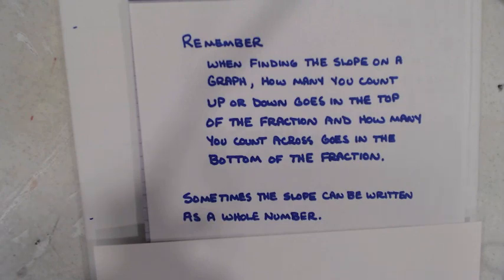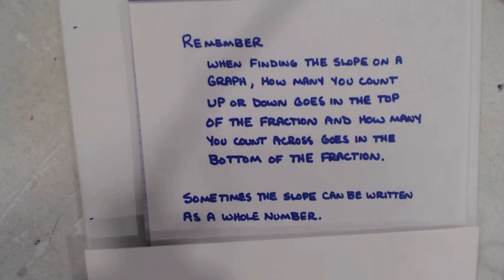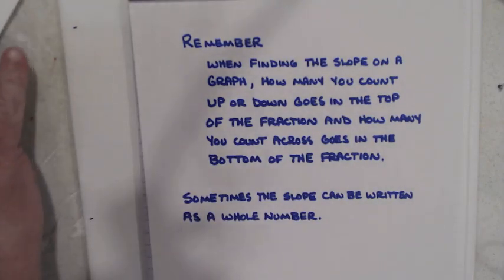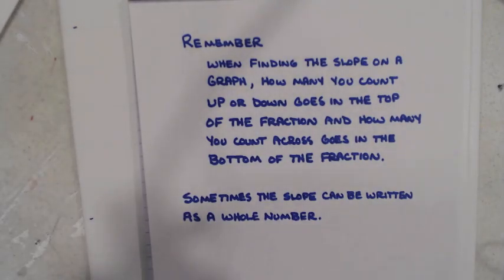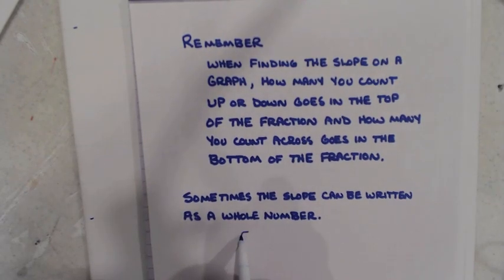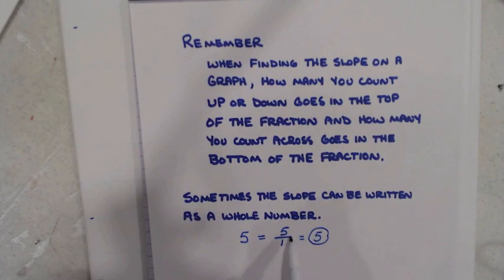Sometimes they're written as whole numbers. So you can have a situation where it's not a fraction. Remember, any whole number can be written as a fraction. You just put a 1 under it. Like if I'm going to write 5 as a fraction, then I simply write it 5 over 1. But they're not going to write it this way. If you actually get this as a slope, then they're probably just going to ask you to write 5.